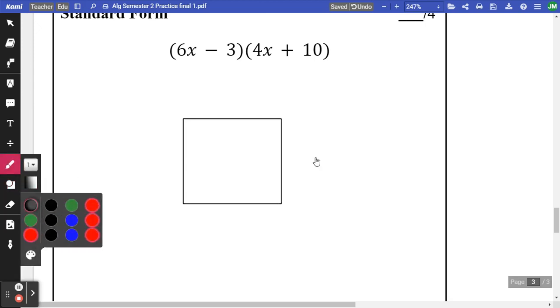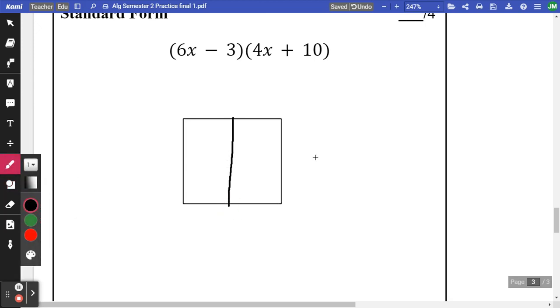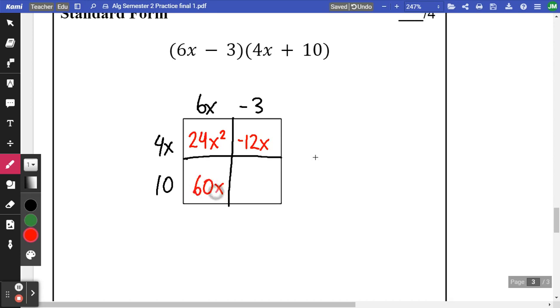Where the top here can be 6x and negative 3, and then 4x and positive 10, and multiplying the rows and the columns. I'll have all these filled out. So 4x times 6x is 24x squared. 4x times negative 3 is minus 12x. 10 times 6x is 60x. And 10 times negative 3 is negative 30.